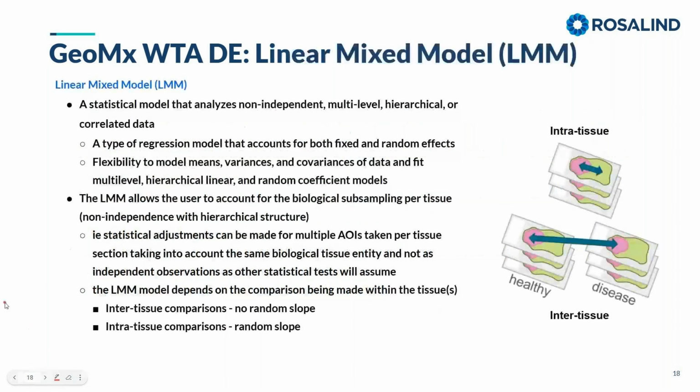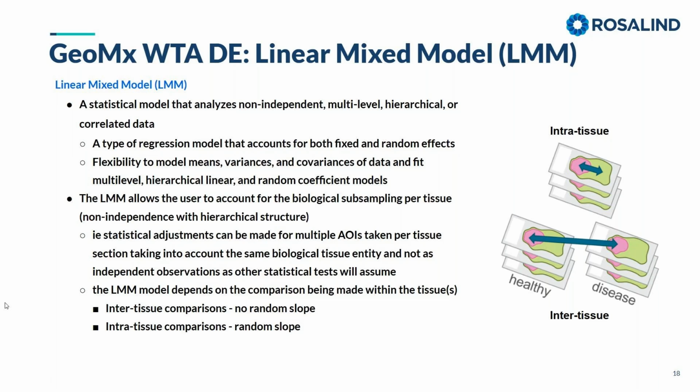So now we have something called linear mixed model, or the LMM. This is a statistical model that analyzes non-independent, multi-level, hierarchical, or correlated data. So it already sounds pretty good, right? This is a type of regression model that accounts for both fixed and random effects. It has high flexibility to model means, variances, and covariances of data and fit multi-level, hierarchical linear, and random coefficient models. So that sounds pretty good, right? So let's talk about it.